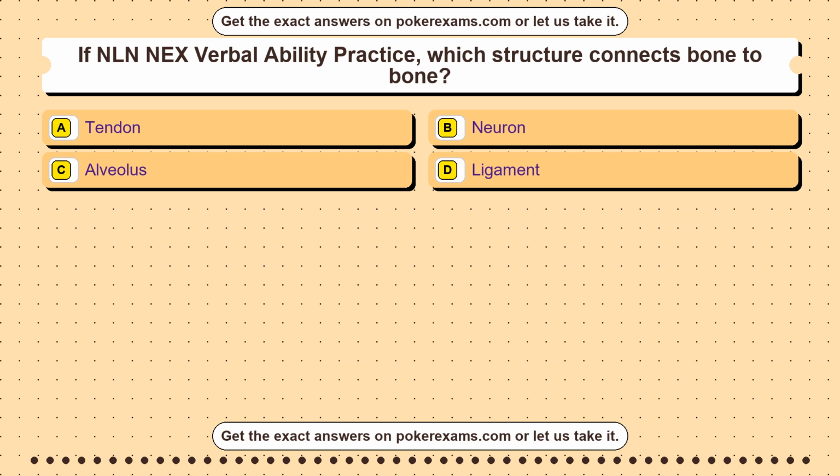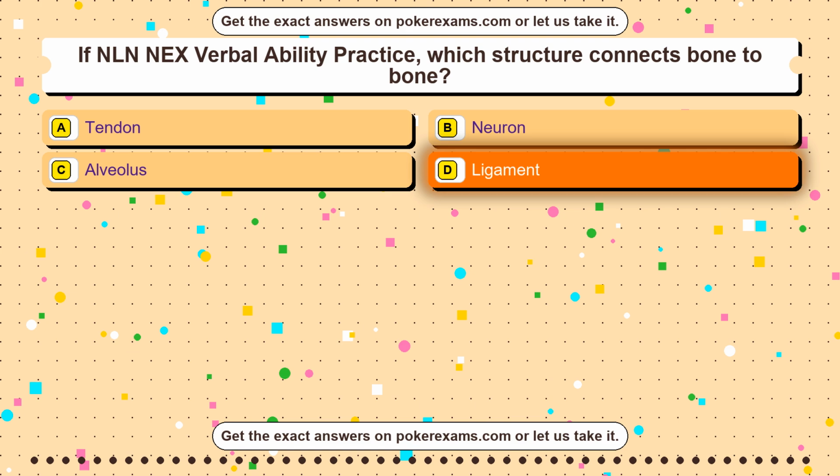Question 30. If get statistics practice, which earth layer is liquid and surrounds the inner core? Option A crust. Option B mantle only. Option C lithosphere. Option D outer core. The correct answer is option D.